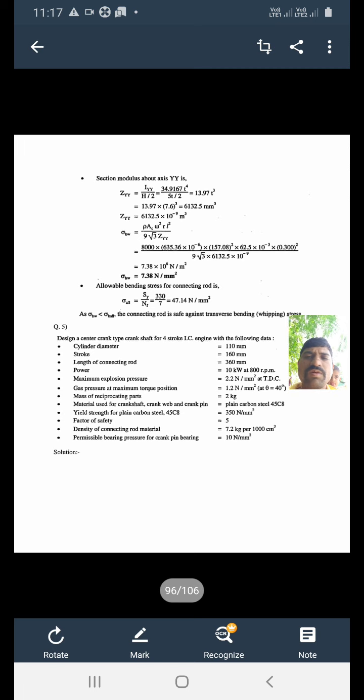Then check the allowable bending stress for the connecting rod, which is SY divided by NF. SY value is 330 divided by 7. You will get 47.14 Newton per mm square. Then we can say sigma BW is less than sigma BAll. The connecting rod is safe against the transverse bending stress.